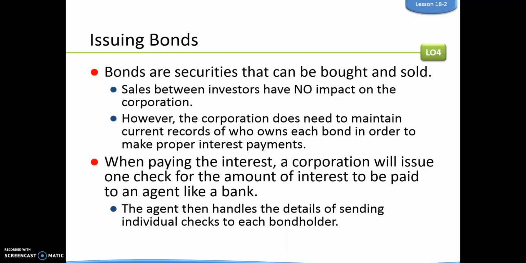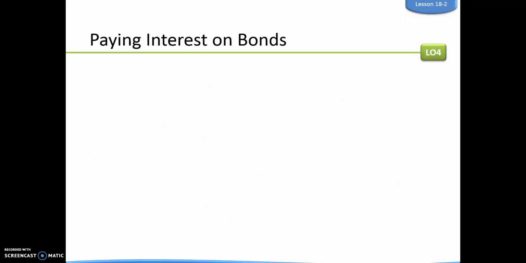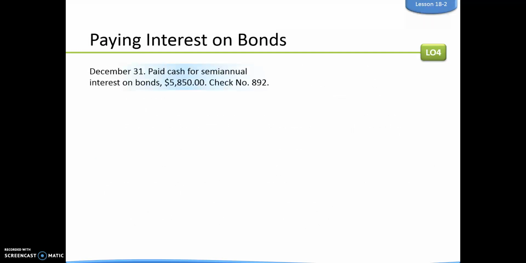All we care is that we know who has it currently so that we can pay them the proper interest payments. So when we pay interest, a corporation actually issues one check to the bank, and then the bank is in charge of divvying out the interest to all of our investors, which makes it easier on us as a corporation because we don't have to worry about that.